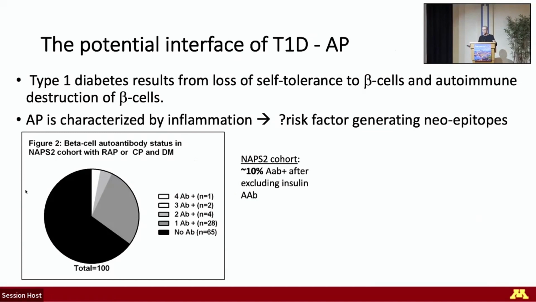So it sounds a little bit like pancreatitis and acute pancreatitis. So we're putting the patient with acute or chronic pancreatitis in a state that might generate these neoepitopes and make someone who is genetically susceptible more likely to have that environmental trigger.